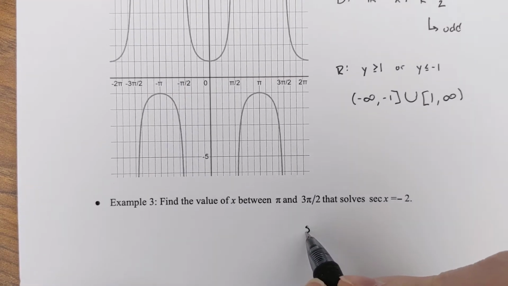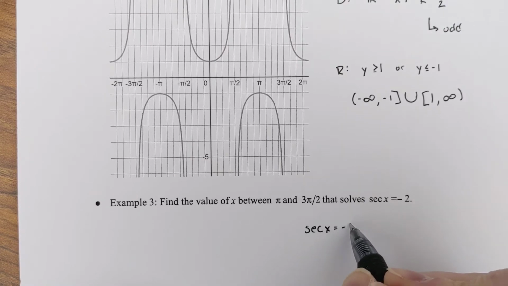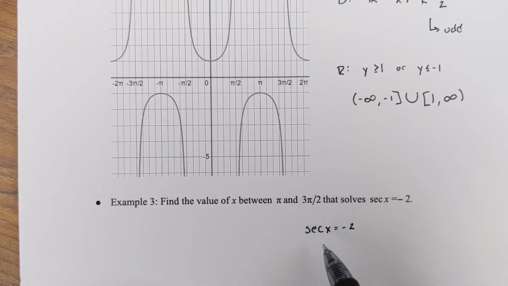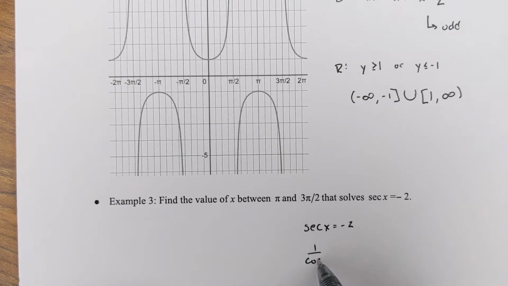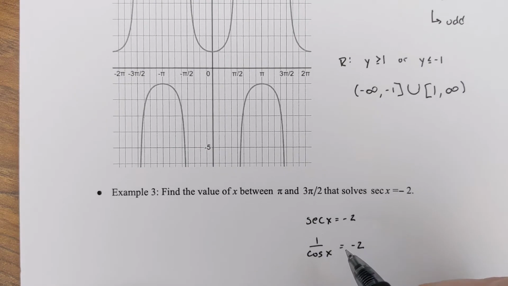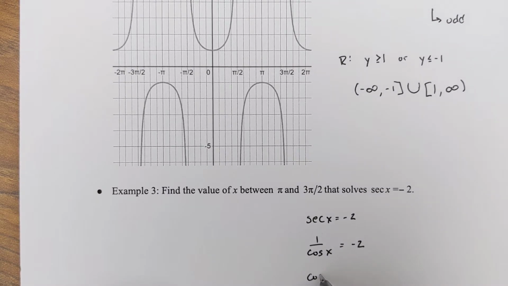Okay, so we've got to solve this equation. The first thing we're going to do is, I don't like working with secants, so we're going to do the reciprocal step. Secant is the same thing as 1 over the cosine. Reciprocal is an operation as long as you do it to both sides. This becomes cosine x equals negative half.